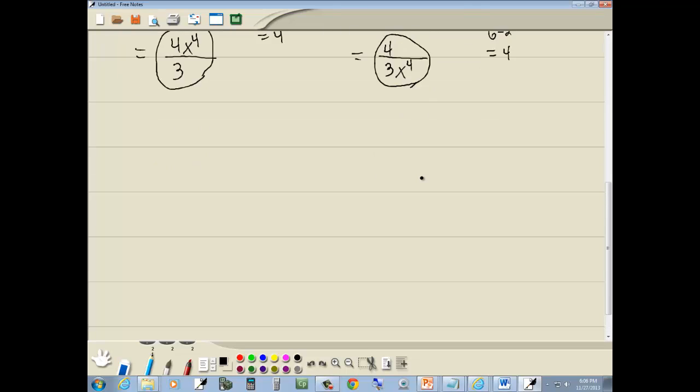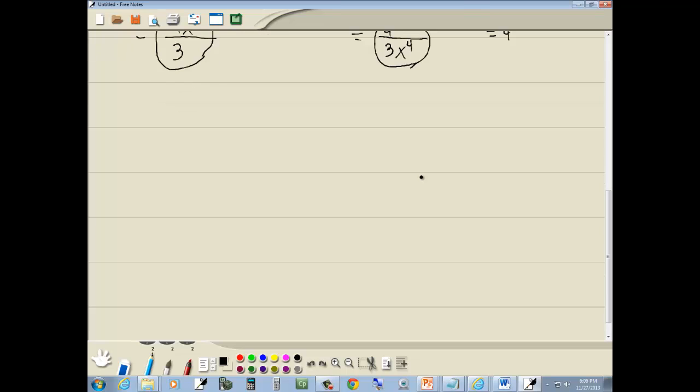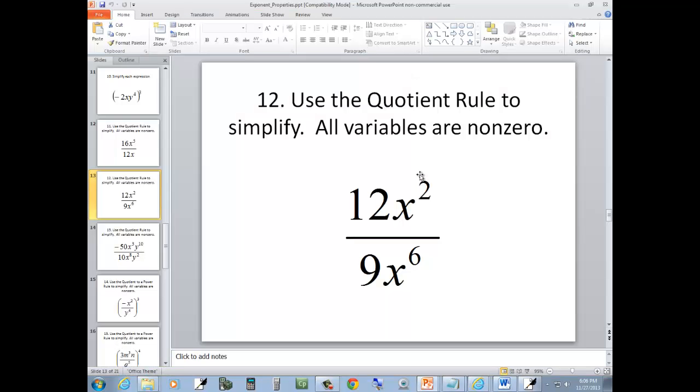I don't like the formula where you just subtract the exponents without any kind of thought, because then you end up with negative exponents, and you have to worry about getting rid of those.